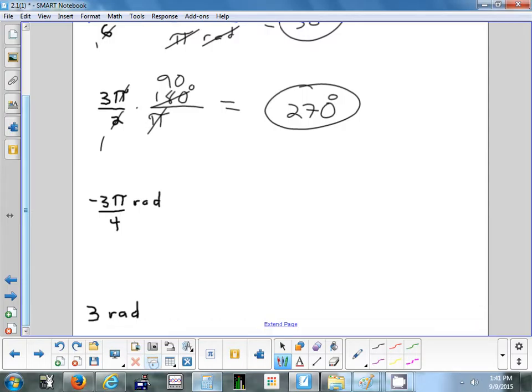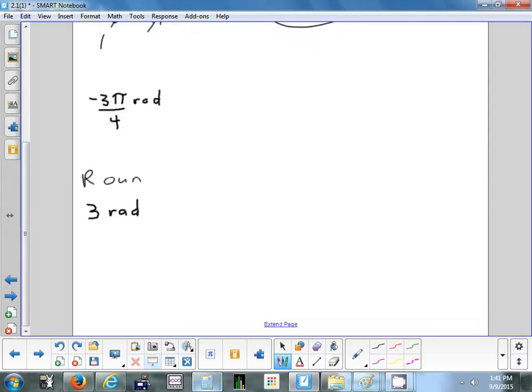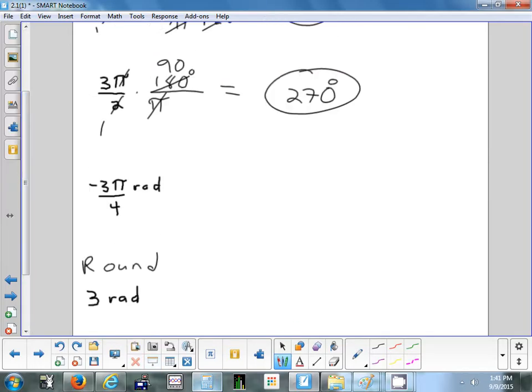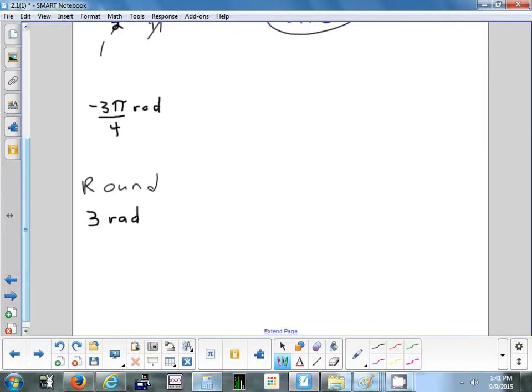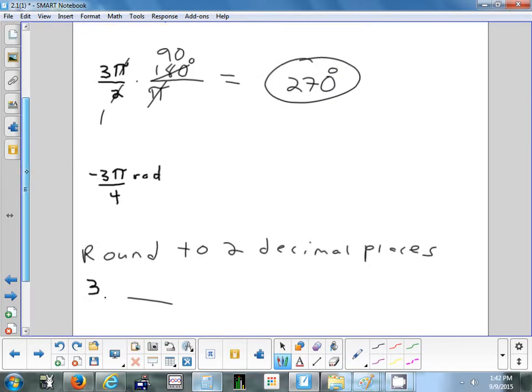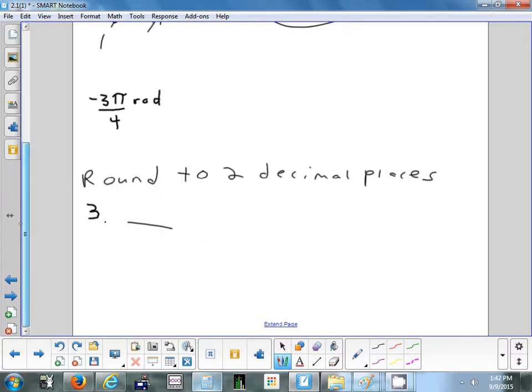All right, last one. Let's round this one off. If you're doing a problem and it's got a pi in it, usually they're going to ask you for an exact answer because the pi's are going to cancel out. This one doesn't have pi in it. It's going to be a messy answer. So round to 2 decimal places. Again, it's the same thing we've been doing, trying to change radians to degrees. 180 in the top, pi in the bottom.